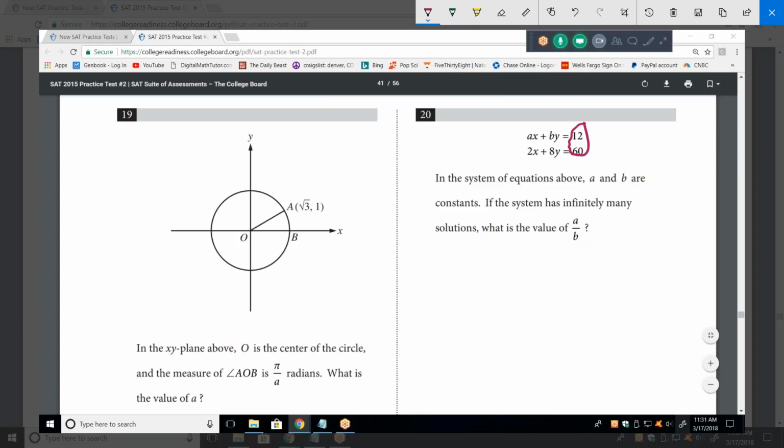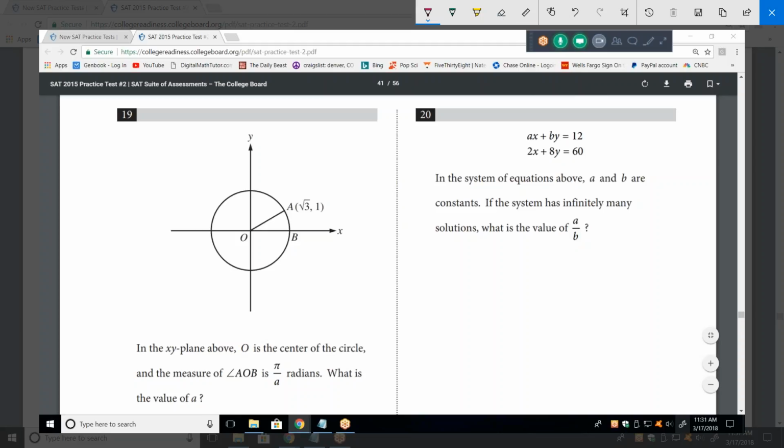5 times 12 is 60. In other words, what I'm trying to figure out is what A and B have to be so that these two equations would be the same. And I don't mean the same as in x plus y equals 10 versus 2x plus 2y equals 20, but they really were the same. One is just a constant multiple of the other. If I were to graph it, it would lie right on top.